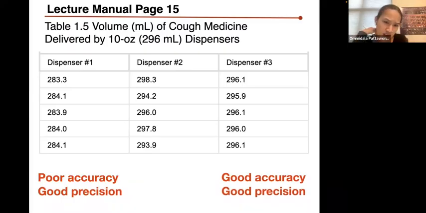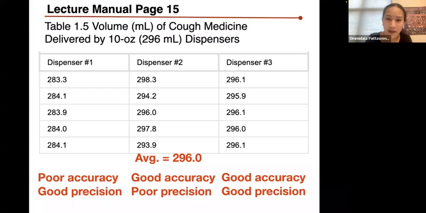And dispenser 2, if you think about this, the values seem to be scattered, and some of them are close to the known value and some of them are not. But if you find the average, it turns out the average comes out very close to the true value. So this is an example of good accuracy but poor precision. So when you're doing an experiment, you probably have to conduct several trials, or multiple times, to get the number. And when you get the average, sometimes the average will average out the error, so somehow we get close to the true value.